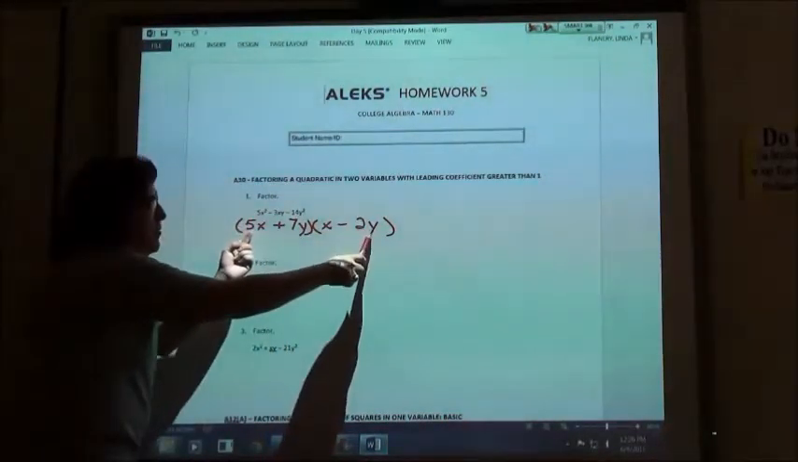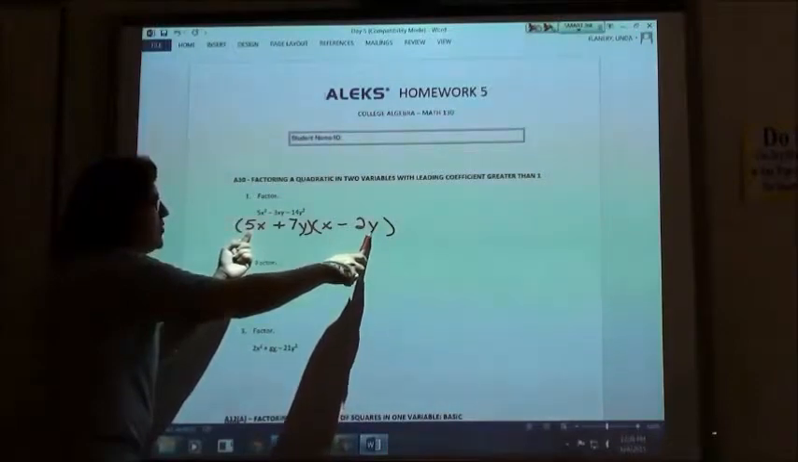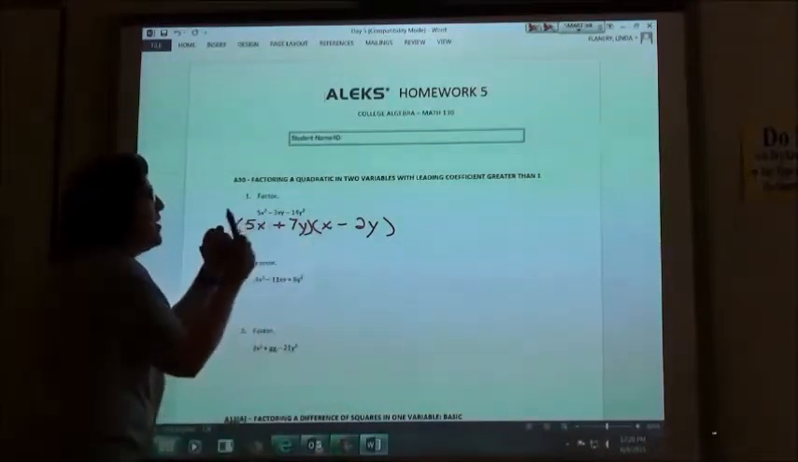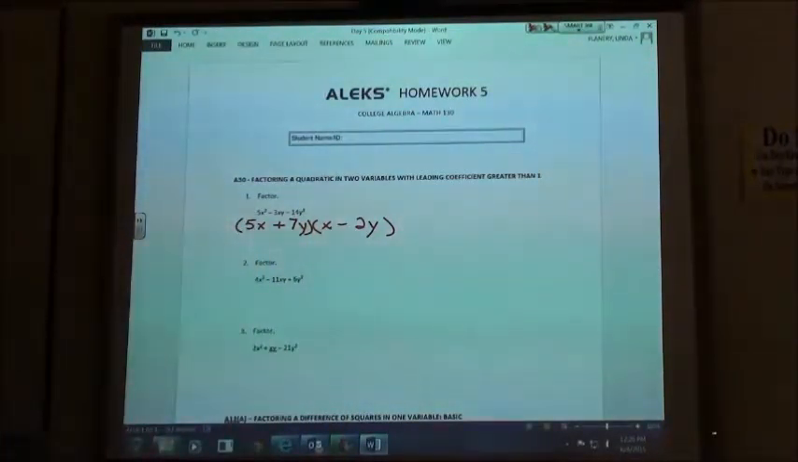My outside product would be negative 10xy. My inside product is positive 7xy. Sure enough, negative 10 plus 7 gives me negative 3 in the middle.